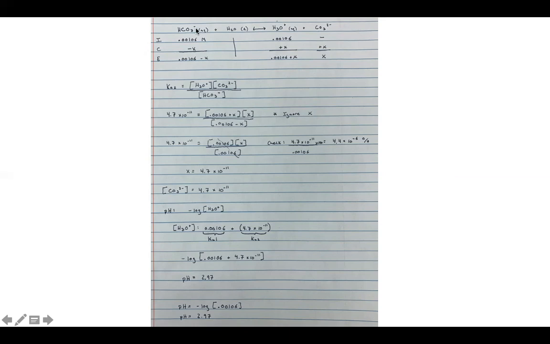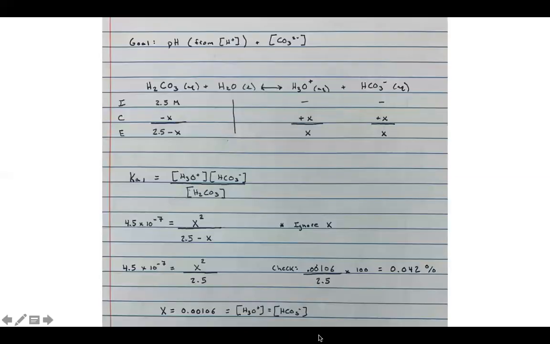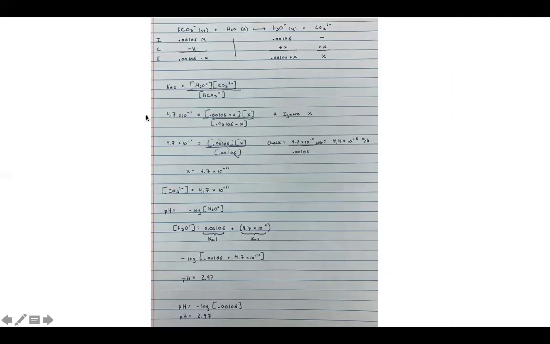And on the previous slide, let me just go back for a second, we said that the concentration of these is equal to x, which is 0.00106. And so that's how I know that the initial concentration of both bicarbonate and hydronium needs to be that value, 0.00106. Okay, now we know nothing about how much carbonate, CO3 2-, we start with, and so we're going to assume that that is 0.